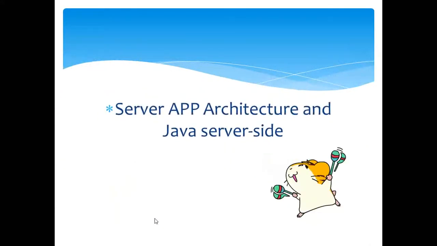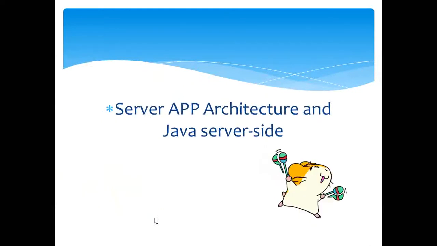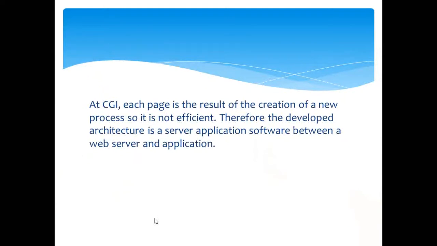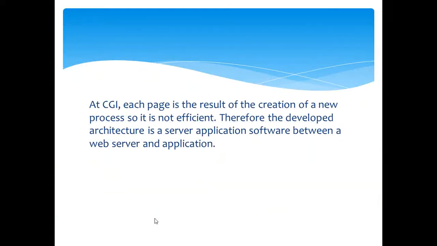And then server application architecture and server-side Java. With CGI, each page is the result of creating a new process, so it is not efficient. Therefore, the common architecture is a server application software layer between the web server and the application.